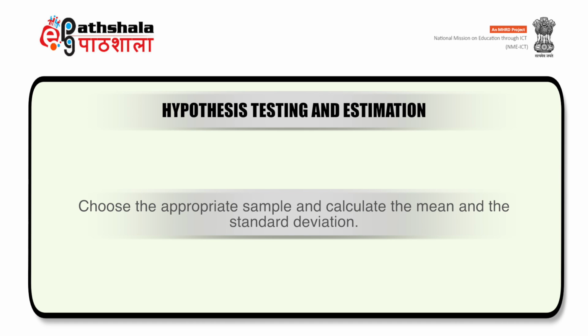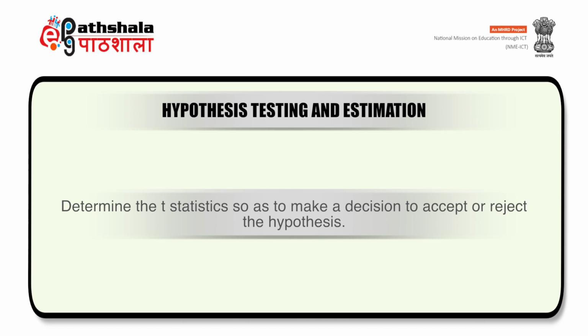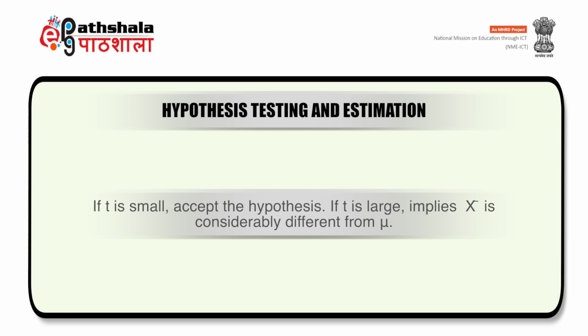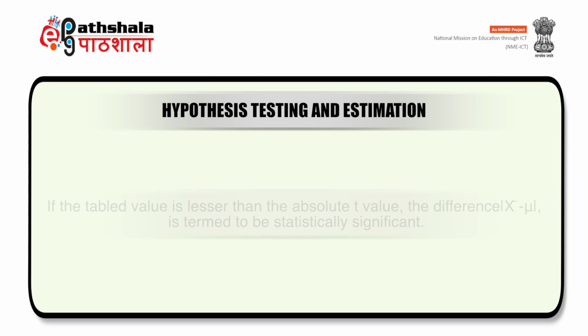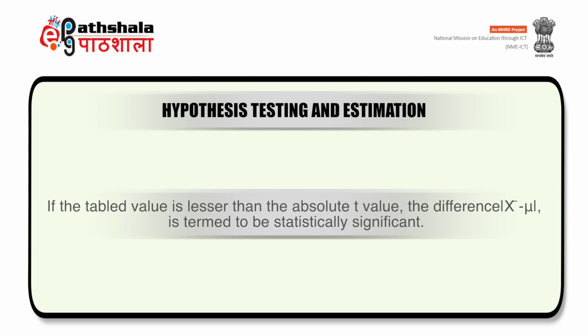Step 4. Choose the appropriate sample and calculate the mean and the standard deviation. Step 5. Determine the t statistic so as to make a decision to accept or reject the hypothesis. If t is small, accept the hypothesis. If t is large, it implies the sample mean is considerably different from the hypothesized mean. To accept or reject this hypothesis, the t value obtained is compared to the value specified under the t table with n minus 1 degrees of freedom at the stated error of 5%. If the table value is lesser than the absolute t value, the difference is termed to be statistically significant.